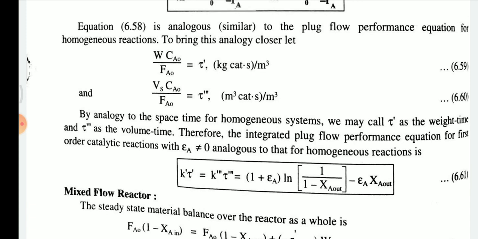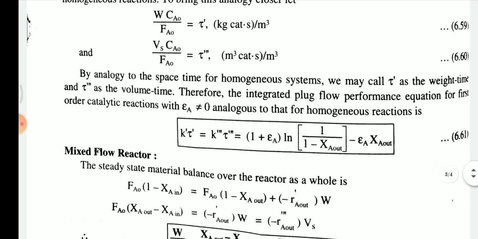So therefore the integrated plug flow performance equation for the first order catalytic reaction, summation of Ea not equal to 0, from the analogy to the homogeneous reaction, is that k dash tau dash is equal to k double dash tau double dash is equal to 1 plus Ea into logarithm of 1 upon 1 minus xa out minus Ea xa out. Okay, so homogeneous reaction.